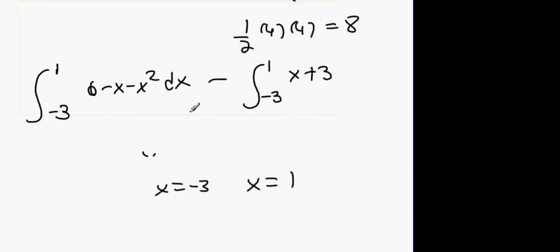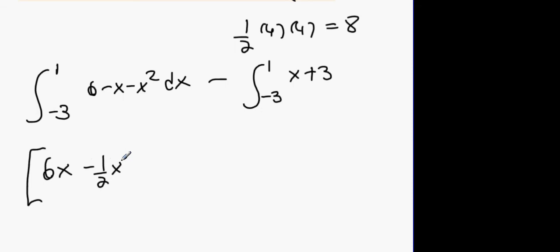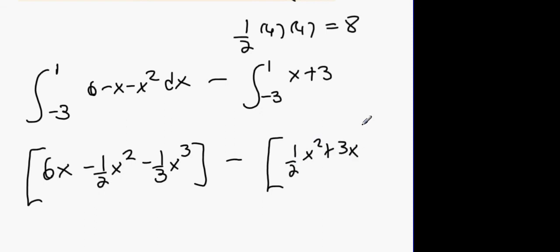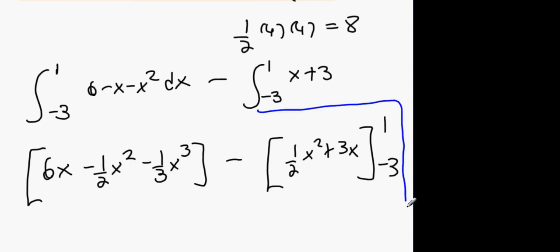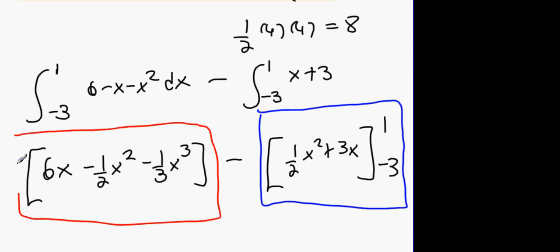Let's find out what it is. Okay, integrate. When we integrate, what we're going to get is 6x - ½x², because when you differentiate, it turns back into its original. Then you're going to get minus a third x³. Now I need some guys to be on the calculator for me in a second. Minus, it's going to be ½x² + 3x, from 1 to -3. So if somebody could be so nice as to take care of the blue box, and if somebody can take care of the red box here, you'll see it now in a second, okay?